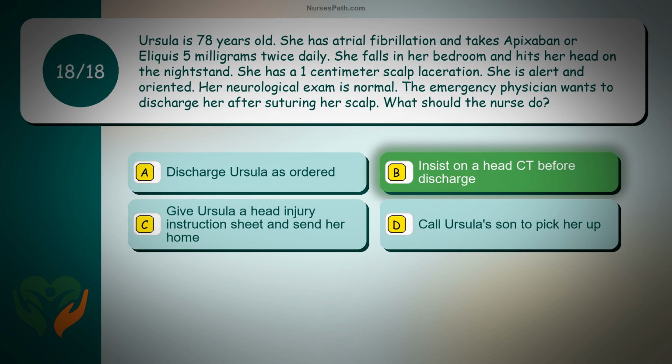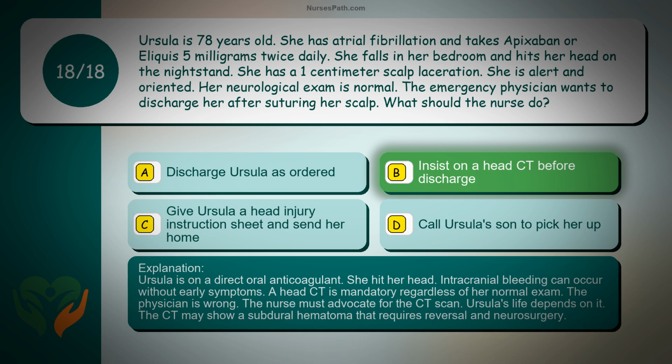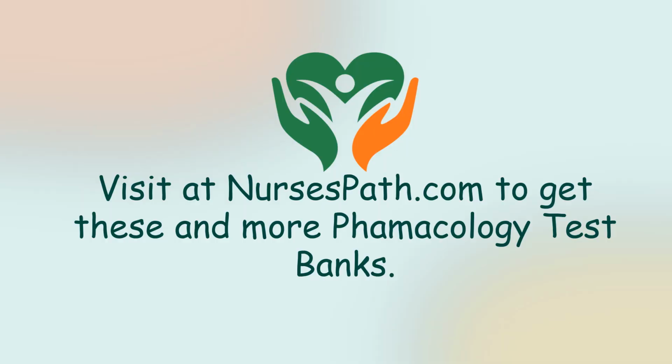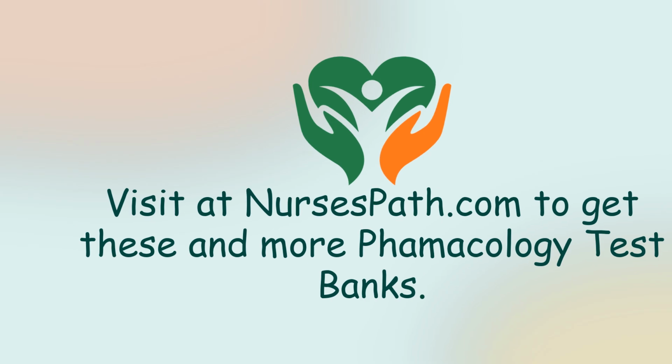Ursula is on a direct oral anticoagulant. She hit her head. Intracranial bleeding can occur without early symptoms. A head CT is mandatory regardless of her normal exam. The physician is wrong. The nurse must advocate for the CT scan. Ursula's life depends on it. The CT may show a subdural hematoma that requires reversal and neurosurgery.